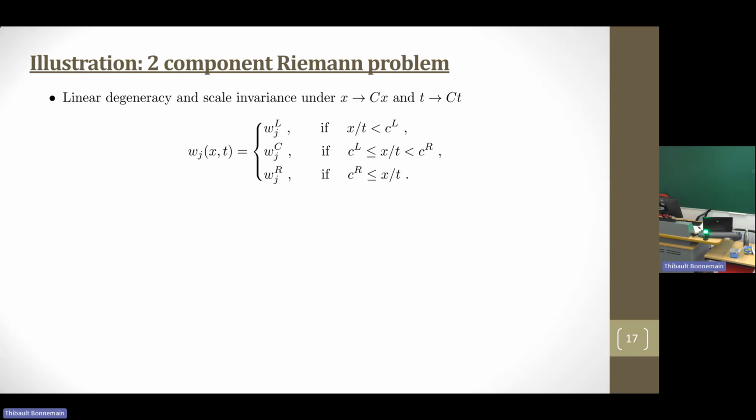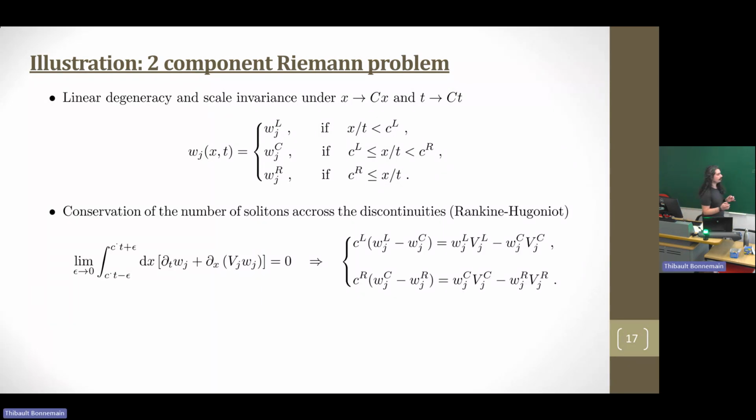The question is how to get the velocity of those contact discontinuities. To do so, you impose that you must have conservation of the number of solitons across the discontinuities. This yields this type of Rankine-Hugoniot condition. So this gives you four algebraic equations. You have four unknowns.